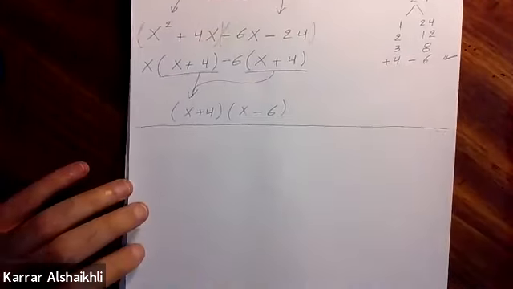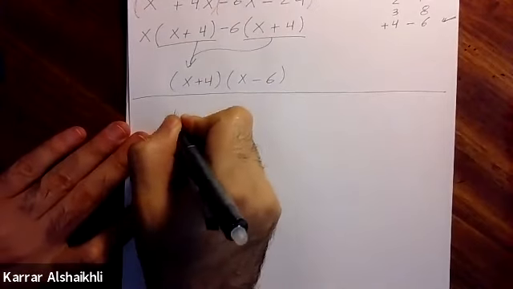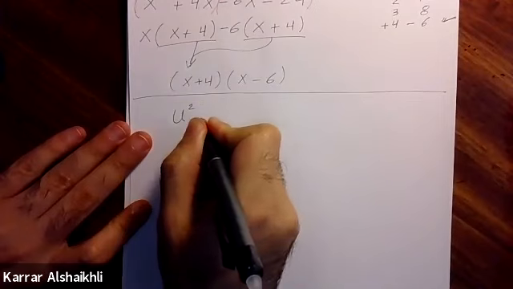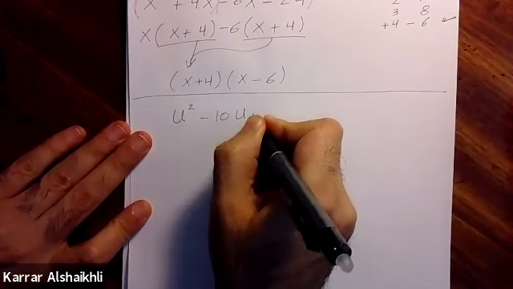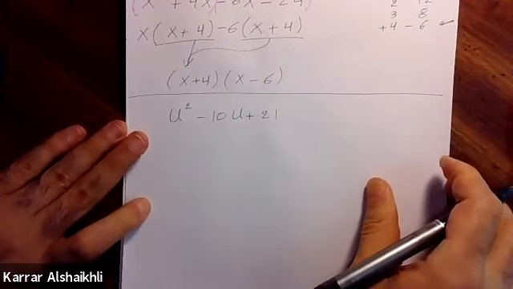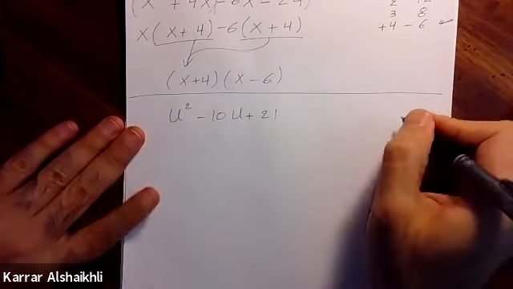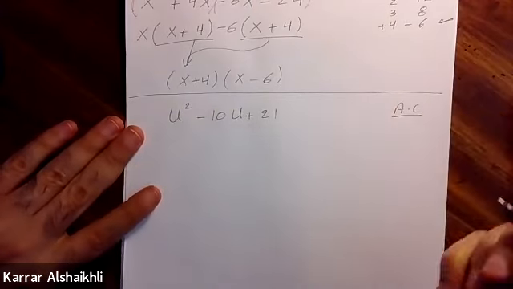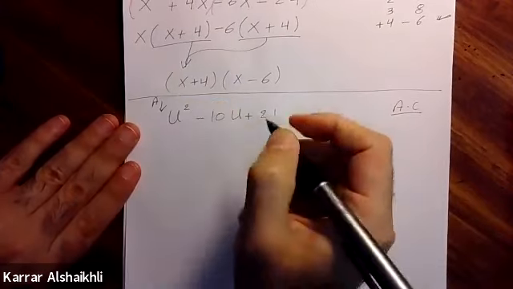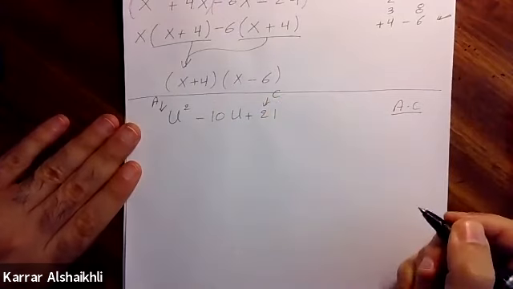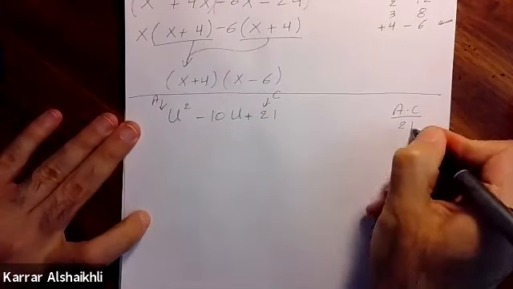Here's another example: u squared minus 10u plus 21. Again, A is always the number in front of u squared. I'm going to find the AC here. This is the A, and this is the C. 1 times 21 is going to be 21.